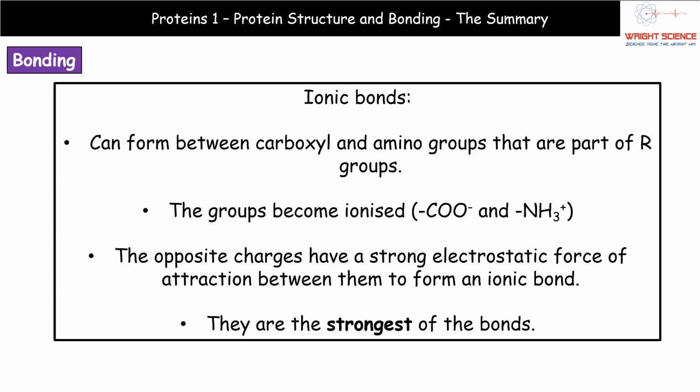Because they've got opposite charges, one is negative, one is positive, then they will attract through this strong electrostatic force of attraction. And that is an ionic bond. Same thing we said in GCSE chemistry, a strong electrostatic force of attraction between a negative and a positive ion gives us the ionic bond there. And these are the strongest of the bonds we are going to look at. Hydrogen bonds the weakest, ionic bonds the strongest.